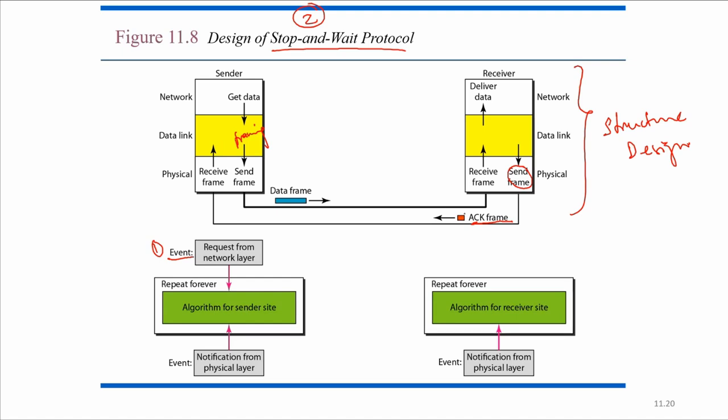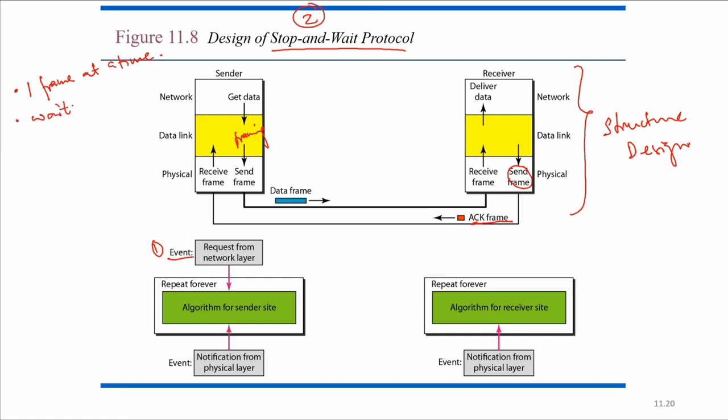At that time, the sender will keep on waiting till the acknowledgement is received from the receiver. If the acknowledgement is received, then only will the sender accept the next request of the network layer. Hence, at a time, one frame will be sent. So some of the properties here are, first of all, one frame at a time will be sent.